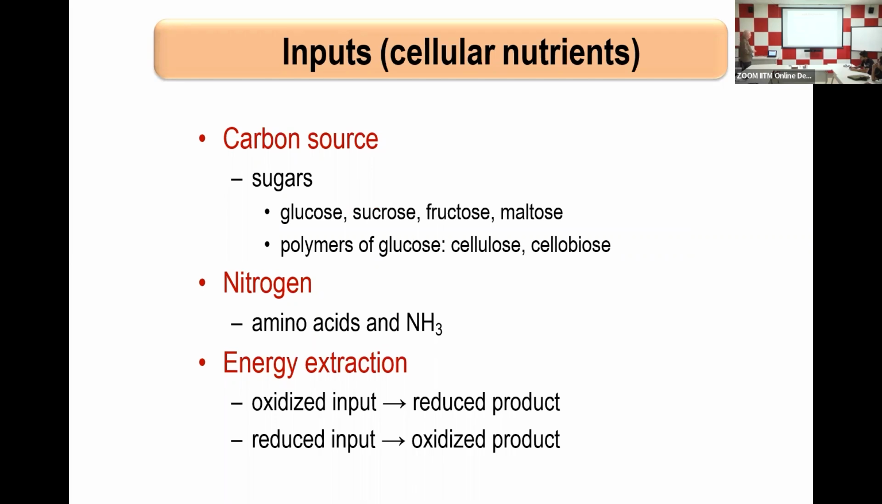Then the inputs of metabolism are basically carbon and nitrogen, along with some other minor components. The more habitual carbon sources are sugars, glucose, whatever, and some polymers like cellulose for some bacteria. The nitrogen may come in many flavors. One that is very common is in the form of amino acids, and also in the form of ammonia.